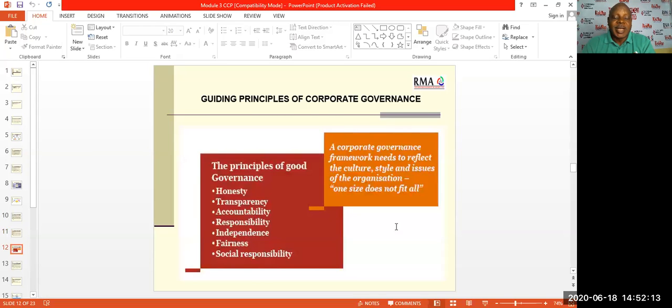So we can now begin to cascade the principles, and the corporate governance framework needs to reflect the culture, the style, and issues of the organization, and therefore there cannot be a one-size-fits-all. Some of these principles include honesty, transparency, accountability, responsibility, independence, fairness, and social responsibility. So both the board and the management of corporations must ensure that these principles guide everything that they want to do in respect of managing organizations and corporations.